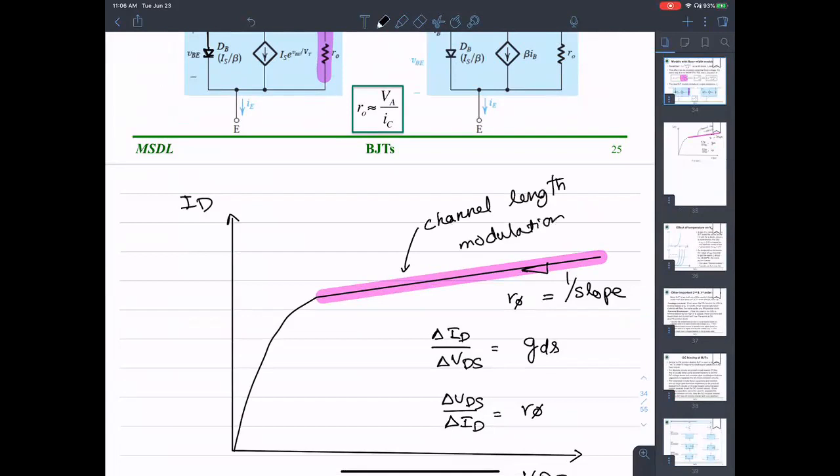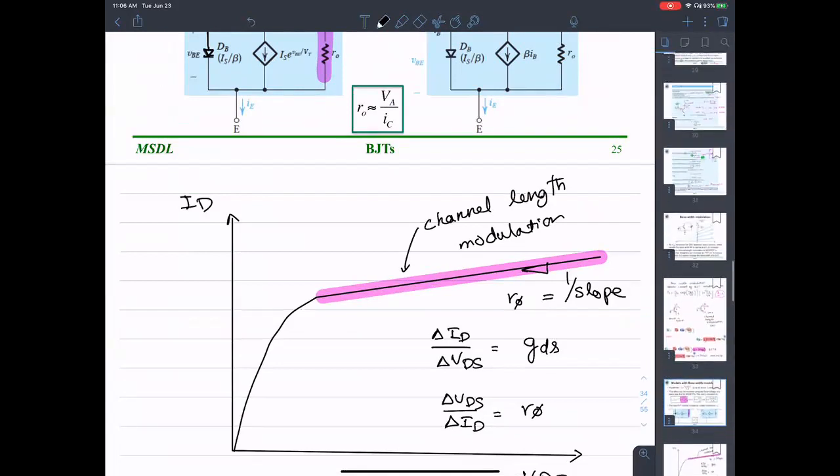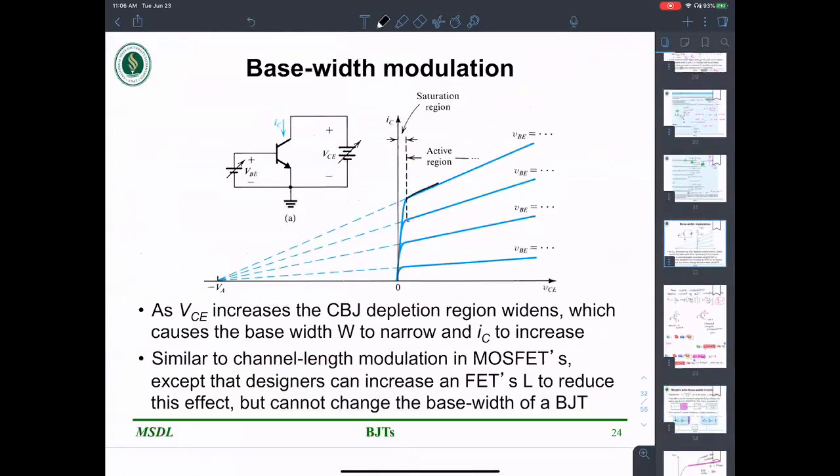Similarly, that's the exact same thing here as well. The slope to these curves is coming from the base width modulation, as opposed to these being straight lines. There is a base width modulation effect that makes them curved, slant lines. And when they're slant and you extrapolate them, they meet at a point, negative VA.